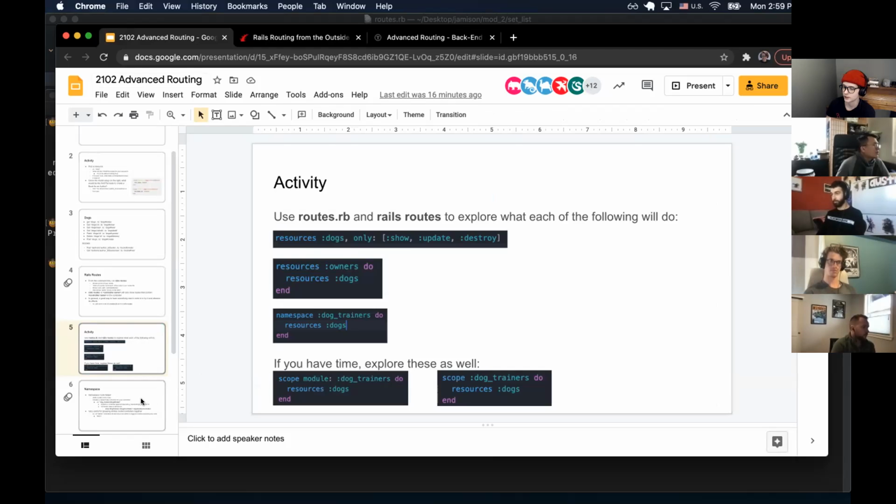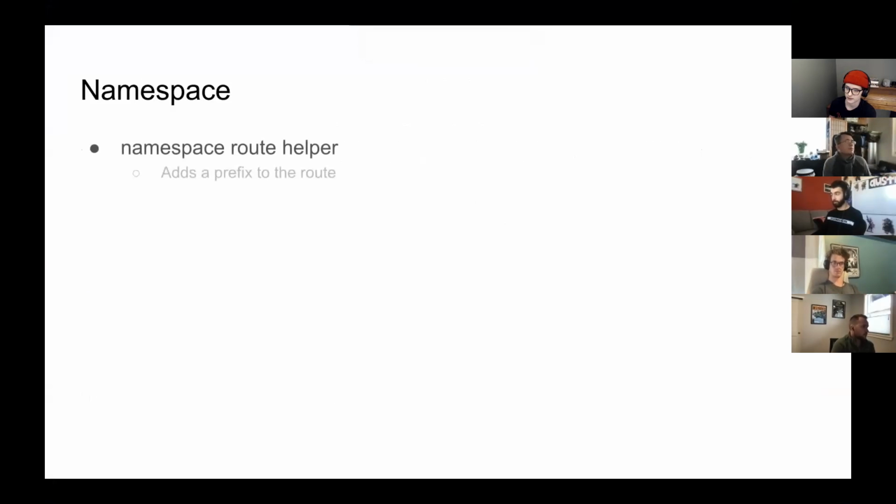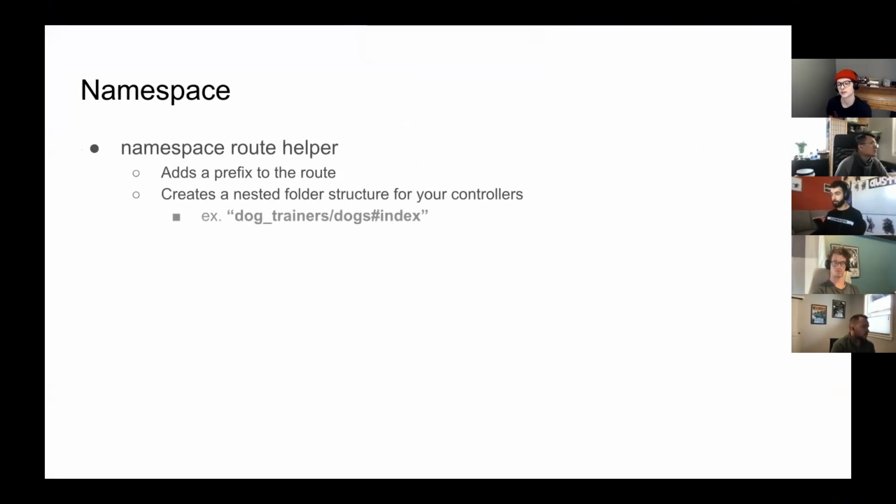If there are no questions, I do have a little slide here on namespacing to talk about it in more detail. This is a route helper that adds, and that's one thing I think we didn't mention when Claudia was sharing her screen, a prefix to the route, and we'll talk about prefixes in a second. And it creates that nested folder structure for our controllers.